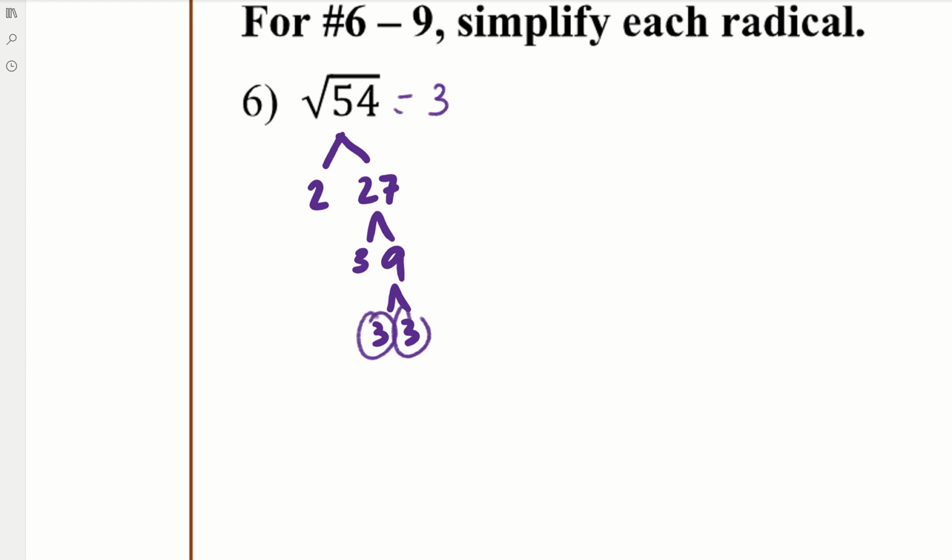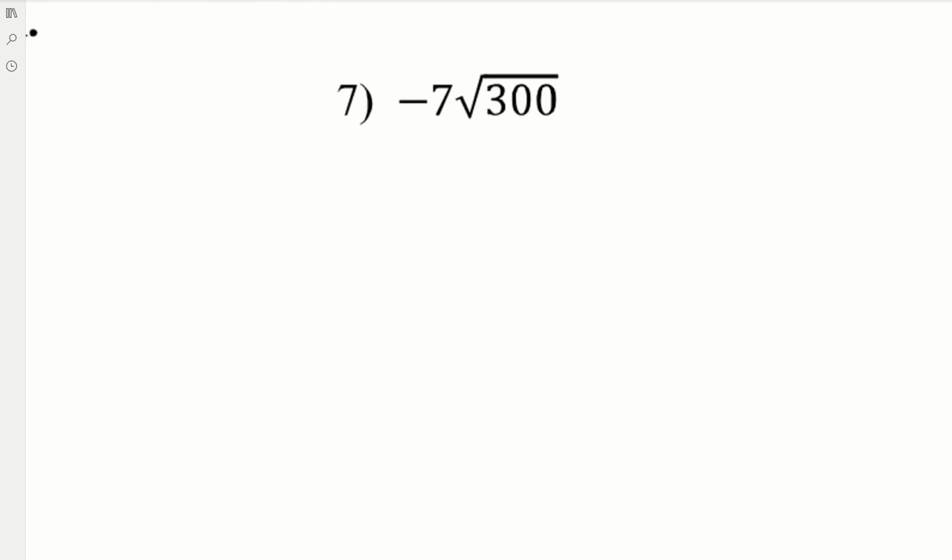And then anybody that didn't have a buddy multiplies back together. If it's at the end of the branch and it didn't have a buddy, it multiplies back together inside of the radical. So the square root of 54 is the same thing as 3 square roots of 6. Okay, going to move on over here.